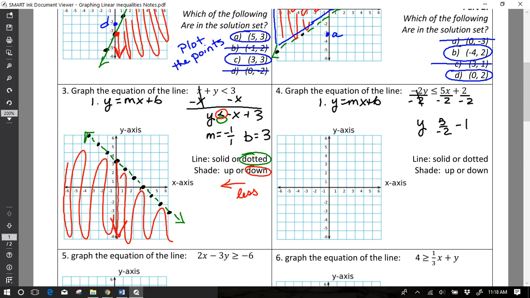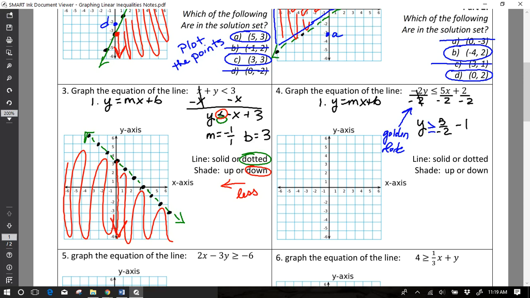Let me add a note, okay? Right there, I just divided by a negative number. So I will need to apply the golden rule. Remember, the golden rule says whenever you multiply or divide by a negative, you have to rotate that inequality, okay?